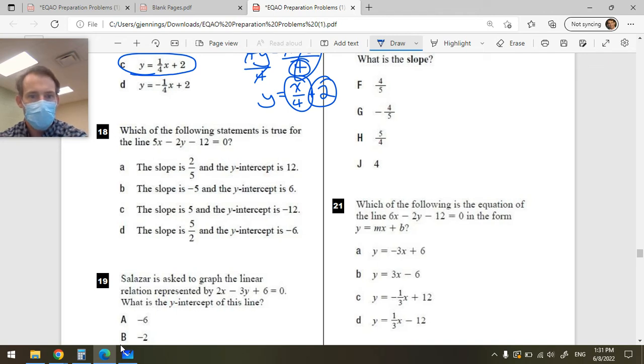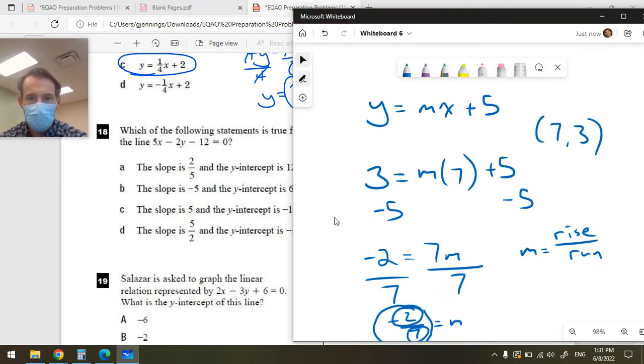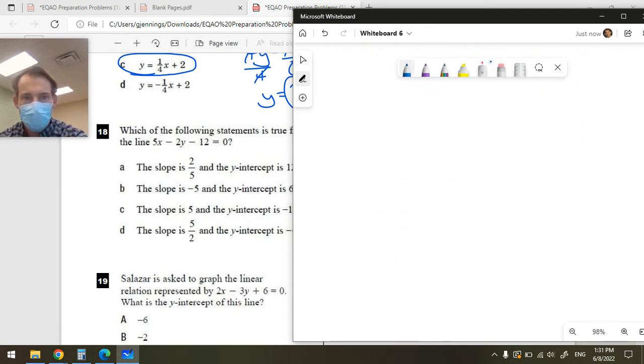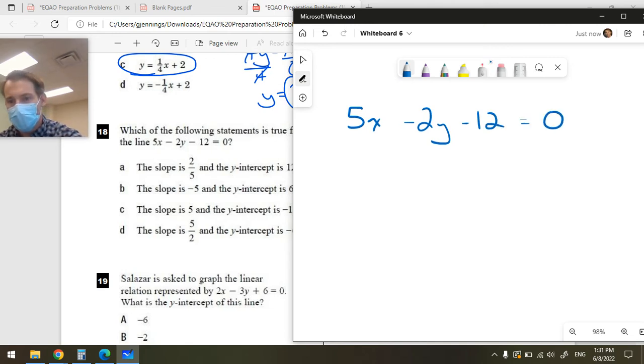All right. Which of the following statements is true for this? The slope is and the y-intercept is. Okay. Well, let's go ahead and see. All right. So to do this question, we need to rearrange it into y equals mx plus b form. So let's do that. First we start by copying it out: 5x minus 2y minus 12 equals 0. And we want to rearrange this into y equals m times x plus b form. So we basically want to isolate y.